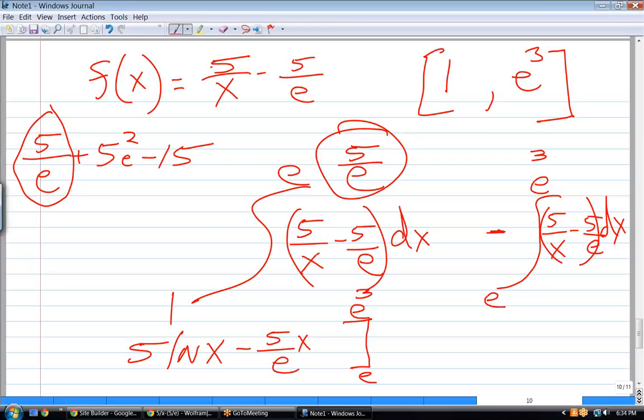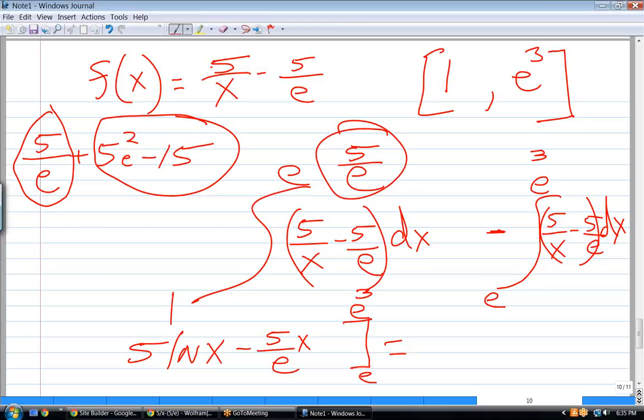No, I mean for the upper it was 5 minus 5. The lower was 0 minus 5 over e. Yeah, because there was an x there and it was 1. So yes, 0 minus 5 over e times 1. I forgot to write that 1 in there. Okay, so let's evaluate this and make sure we get the negative of this.